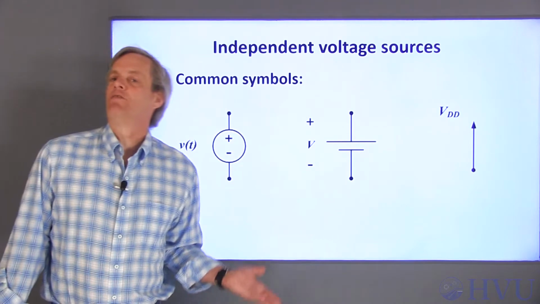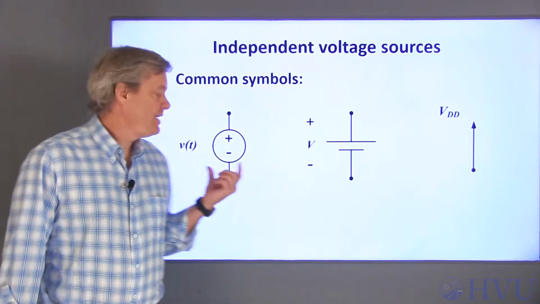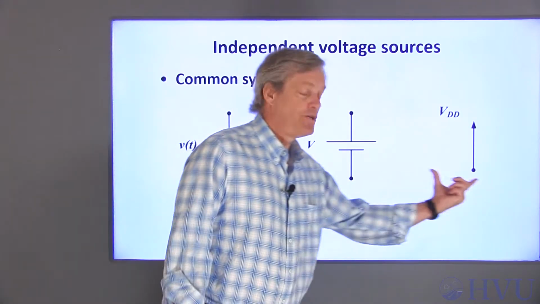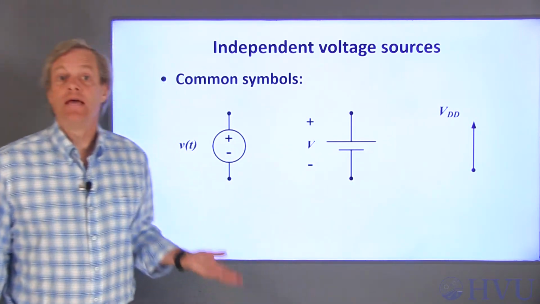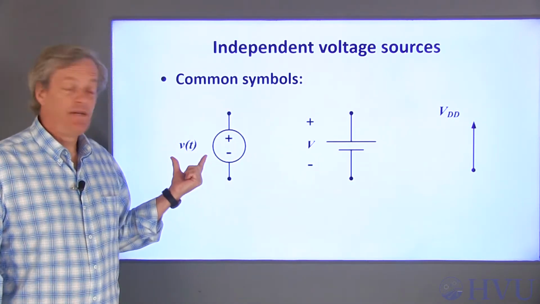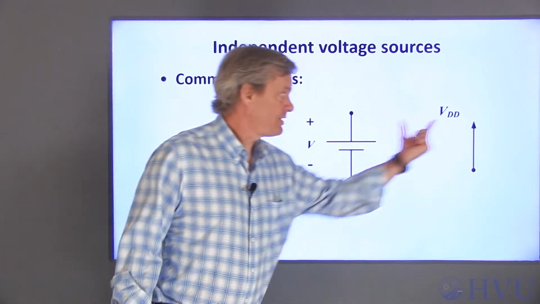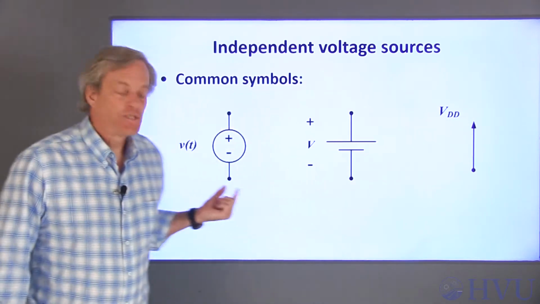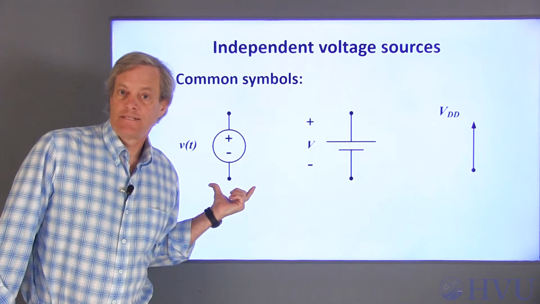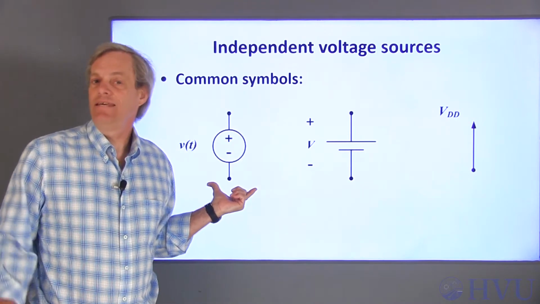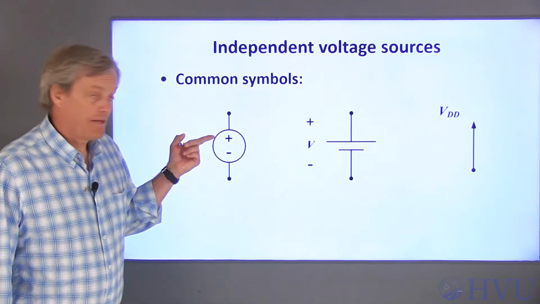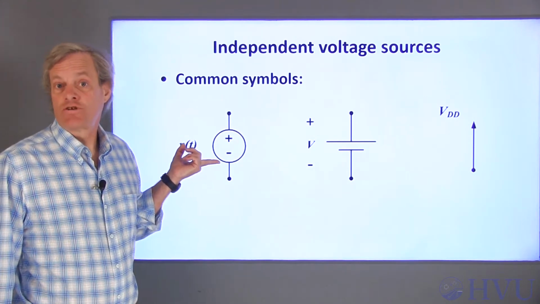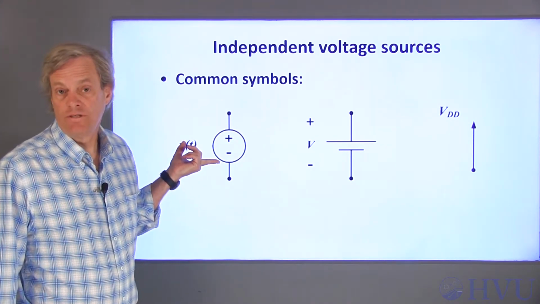First, I'll talk about voltage sources. These are three common symbols used to represent ideal independent voltage sources. In all cases, the voltage being supplied is labeled next to the symbol. This circle with the plus and minus sign inside it is used to indicate either a time-varying or a constant voltage. The plus and minus signs indicate which terminal has the assumed higher voltage.